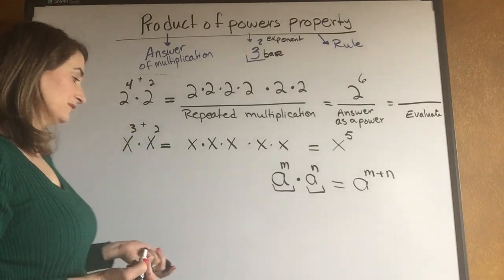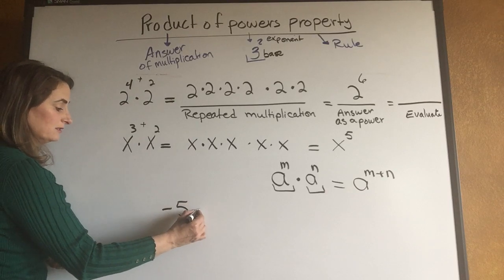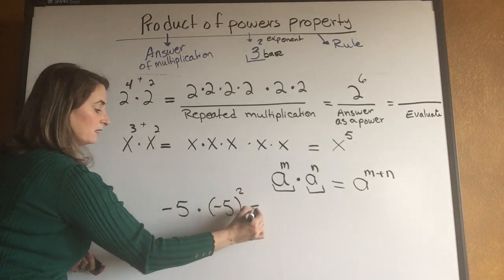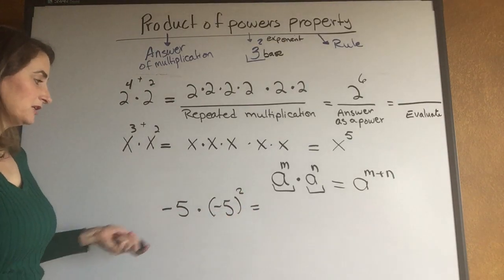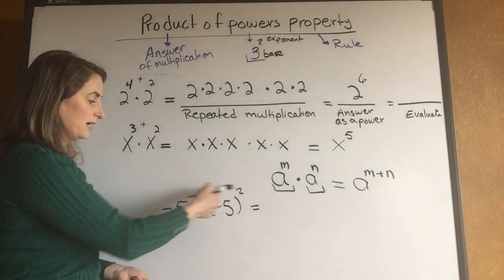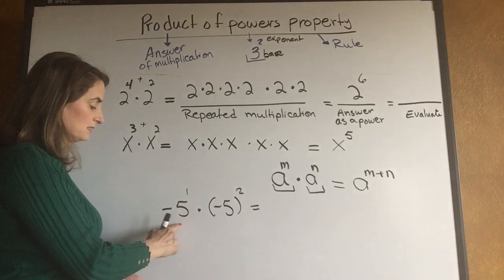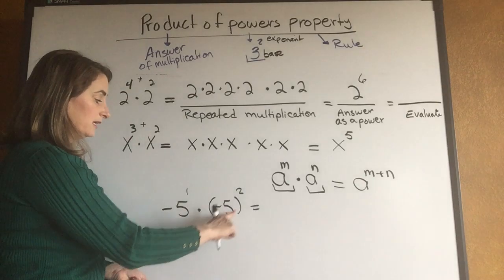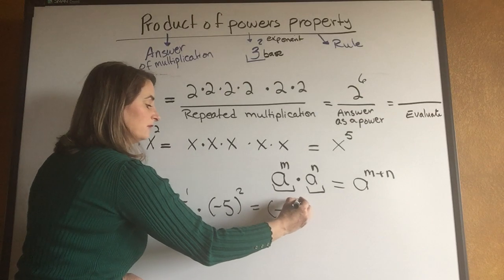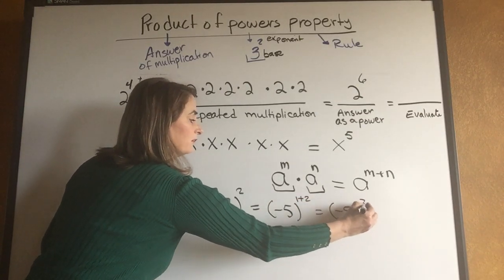Let's try this with a couple different examples. We have negative 5 times negative 5 to the power of 2. Instead of doing the repeated multiplication, let's just use the rules. And the rule says, if you have the same base, you add the exponents. Now look at the first one, negative 5 to the power of 1. That means it's repeating one time. And this is negative 5 to the power of 2, so the answer is negative 5 to the power of 1 plus 2, which equals negative 5 to the power of 3.